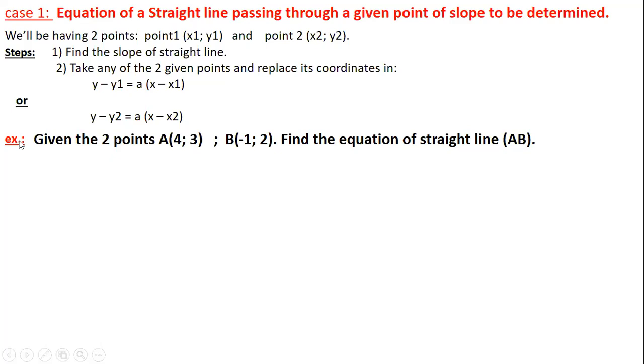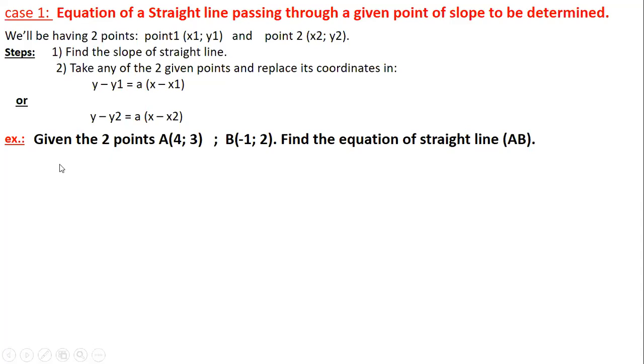As an example, given the 2 points A, which is (4, 3), and B, which is (-1, 2), find the equation of a straight line AB. So here we should find the equation of a straight line AB. Let us apply step number 1. Find the slope of the straight line.